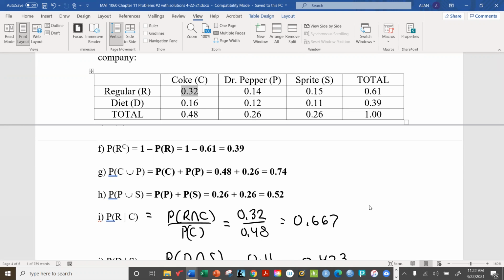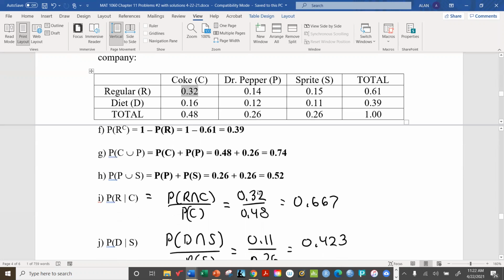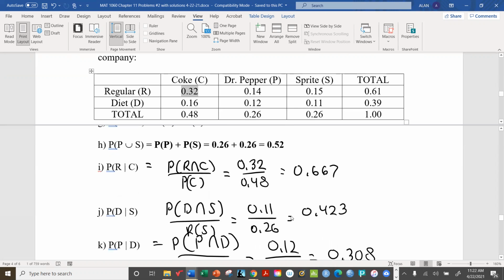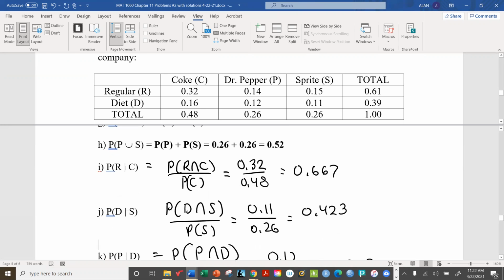All right. How about D given S? So the pattern is always, oh, what happened here? We got a little squished together. We have D and S in the numerator. That's diet Sprite, 0.11. In the denominator, we have just plain Sprite, which is 0.26. So that ratio gives us approximately 0.423.